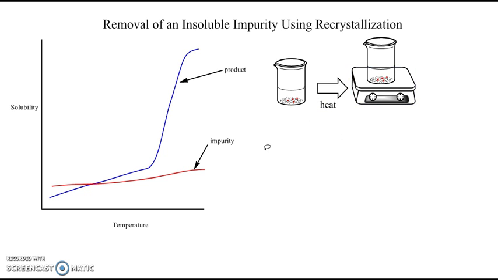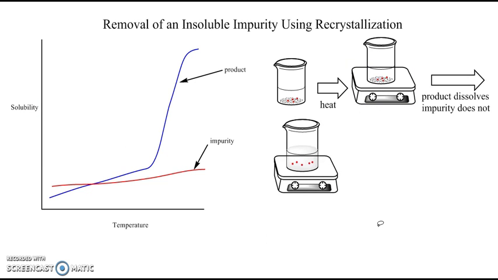And because of the solubility profile, what's going to happen is that as it gets warmer, our product that we want is going to dissolve because its solubility goes up. But the impurity, since its solubility doesn't increase as the temperature increases, it stays undissolved. So since our product's solubility has increased, you can see that it's dissolved. The impurities are still there on the hot plate. So now we've physically separated the 2.